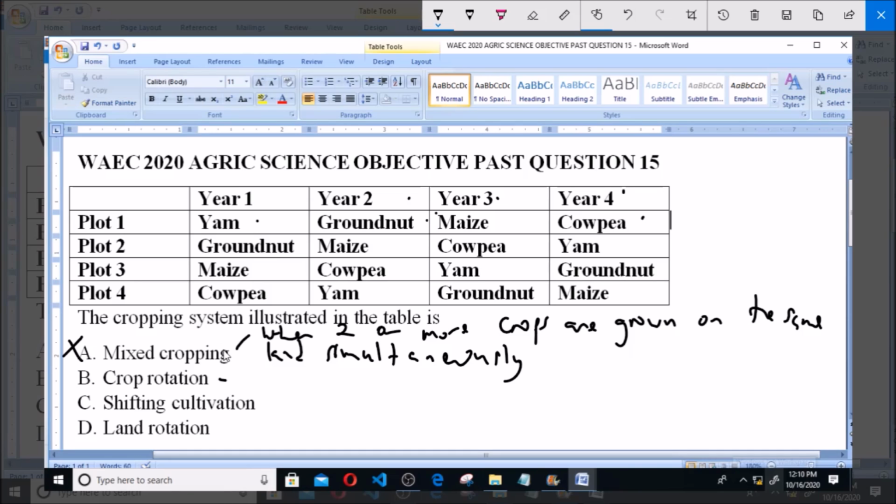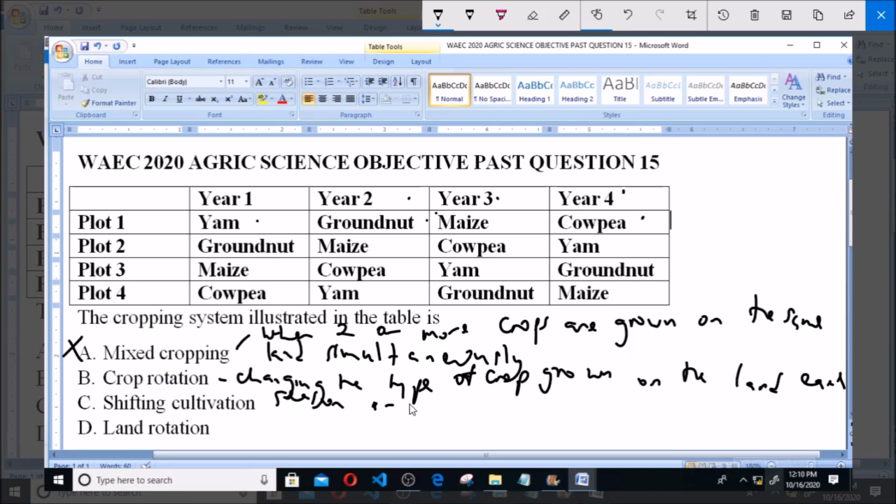Now, option B says crop rotation, and crop rotation is described as changing the type of crop grown on the land each season or year. So as you can see here, that is actually the case, because the type of crop that is grown on the land on each plot is changed each season. For example, on plot 2, for the first year, groundnut was grown, and then for the next year another crop was grown, maize. Likewise, the third and the fourth year. So option B, crop rotation, is the correct answer to this question.